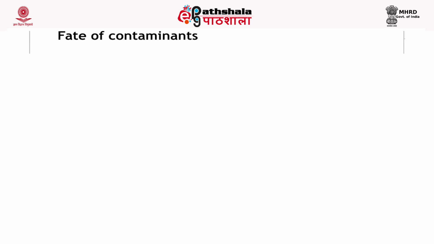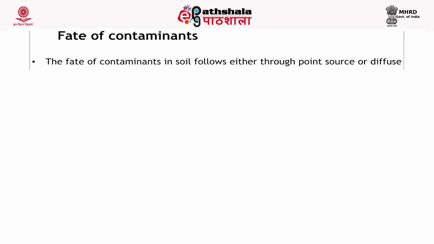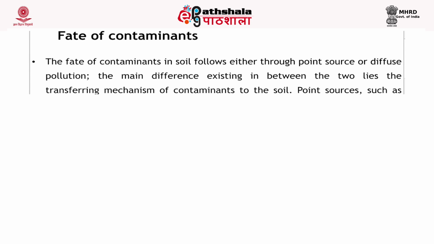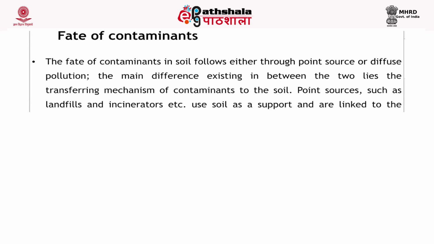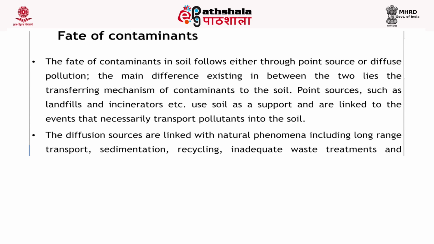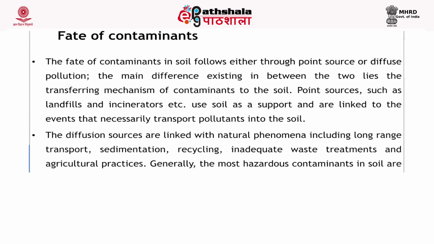Next is the fate of the contaminants. The fate of contaminants in soil follows either through point source or diffuse pollution. The main difference between the two lies in the transferring mechanism of contaminants to the soil. Point sources such as landfills and incinerators etc. use soil as a support and are linked to events that necessarily transport pollutants into the soil. The diffuse sources are linked with natural phenomena including long range transport, sedimentation, recycling, inadequate waste treatment and agricultural practices.